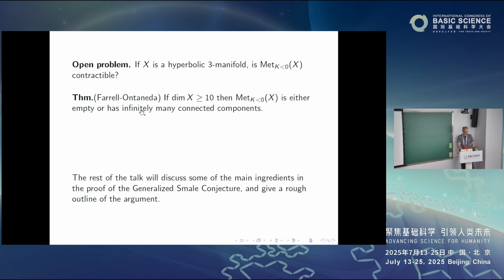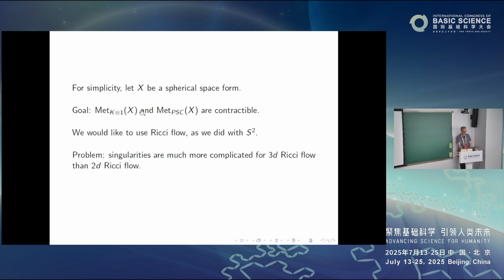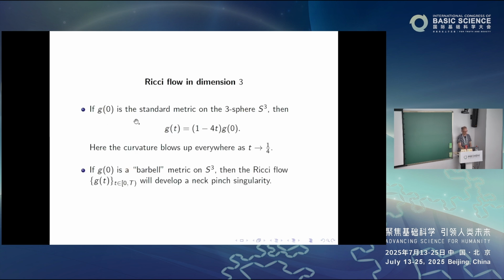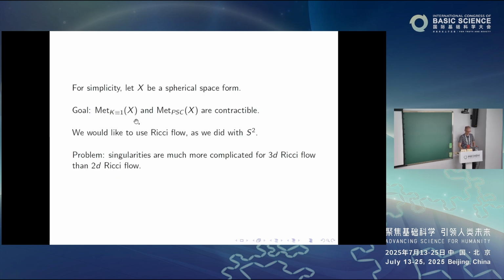Okay, so now I want to shift gears and talk about some of the ingredients that go into the proof of the generalized Smale conjecture and say something about the outline. So let's come back to this setting. Let's say X is a spherical space form, and we want to show that the space of curvature 1 metrics, or maybe the PSC metrics, is contractible, and we'd like to use Ricci flow. It's a very nice outline in the case of the 2-sphere.